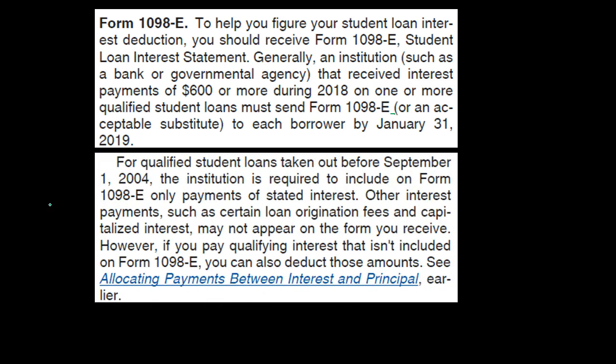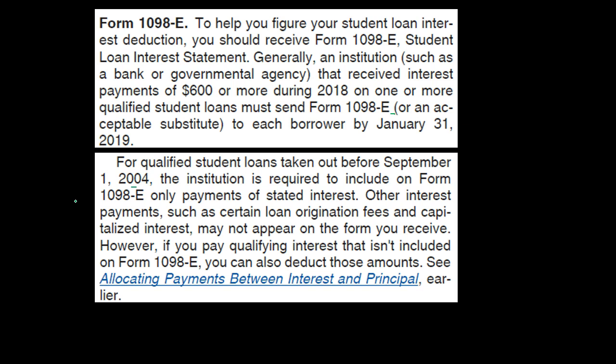Back to the text. For qualified student loans taken out before September 1st, 2004, the institution is required to include on Form 1098-E only payments of stated interest. Other interest payments, such as certain loan origination fees and capitalized interest, may not appear on the form you receive. However, if you pay qualifying interest that isn't included on Form 1098-E, you can also deduct those amounts.